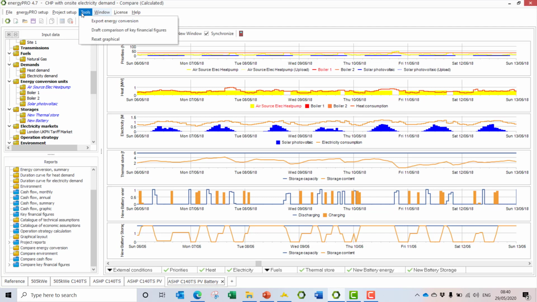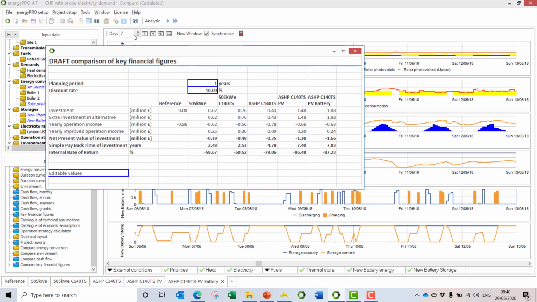So if we go to tools, we can bring this up, which is actually a spreadsheet embedded inside energyPRO. And we can set a period to look at. So we can say, let's look over 10 years. We can set a discount rate of 3.5%, which might be a typical public sector discount rate. And then we can see for our options the investments that we're making, going up to anything up to 1.8 million here in the case of the most complex one.